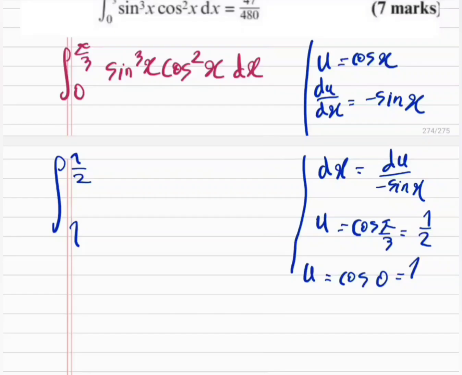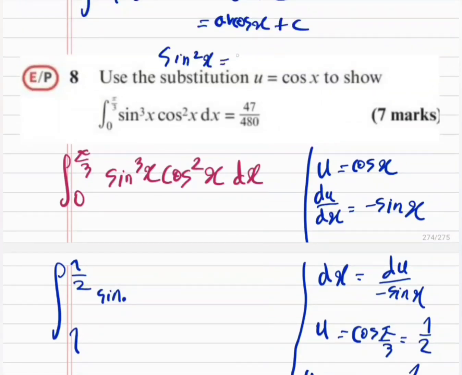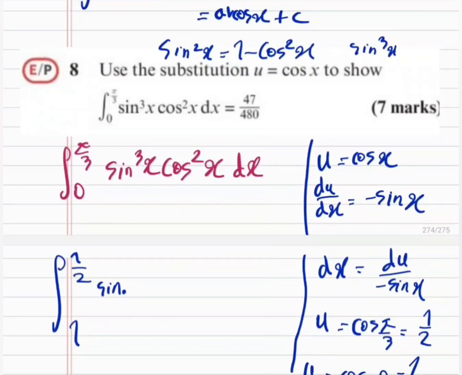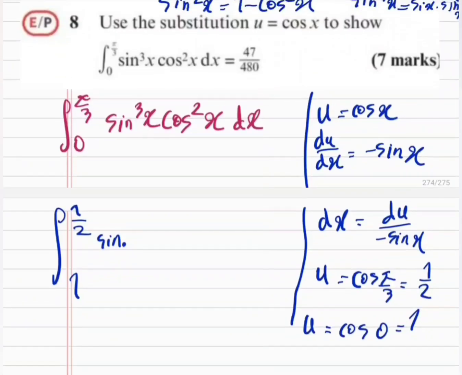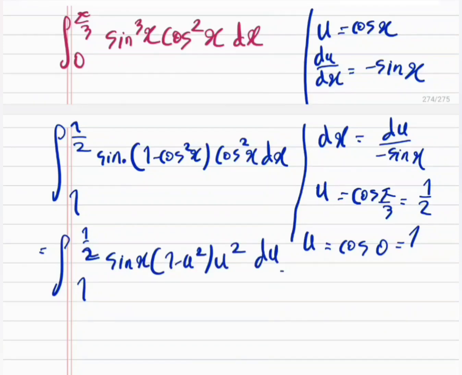So now sine cubed x, let's rewrite that. Remember that sine squared x is the same as 1 minus cos squared x. So now sine cubed x can be written as sine x times sine squared x, and we can then substitute 1 minus cos squared x for sine squared x. So here we have sine x times 1 minus cos squared x times another cos squared x dx. Now remember that u is equal to cos x, so let's substitute that here. We have from a half to 1 of sine x times 1 minus u squared times u squared, and for dx we substitute du over minus sine x.